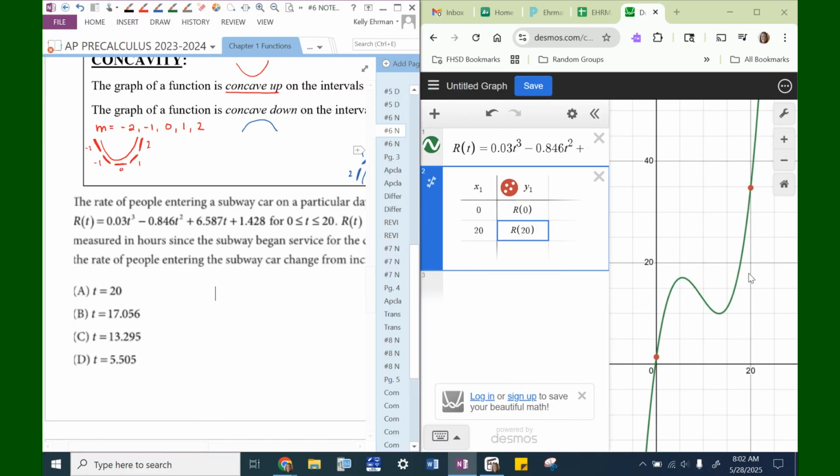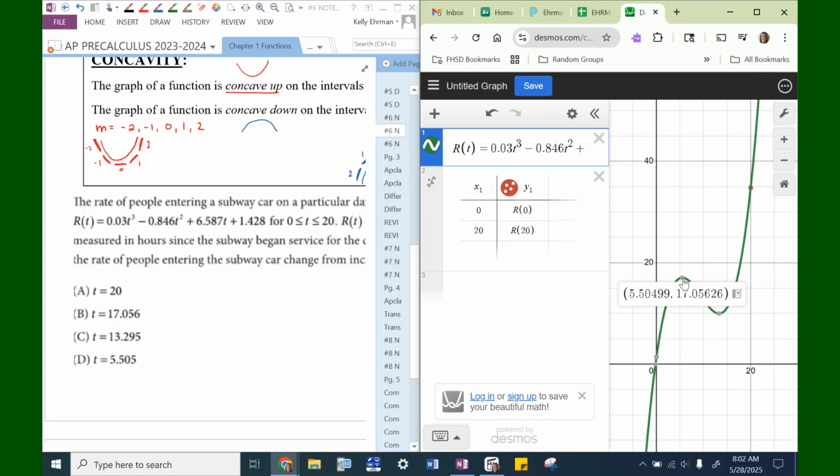So let's take a look at our graph. Increasing to decreasing is right here. On Desmos, just click near where that relative max is, and it will find that point in gray for you. So they want the time, not the y value. So the time is the x coordinate, 5.505. All right. So our answer is D.